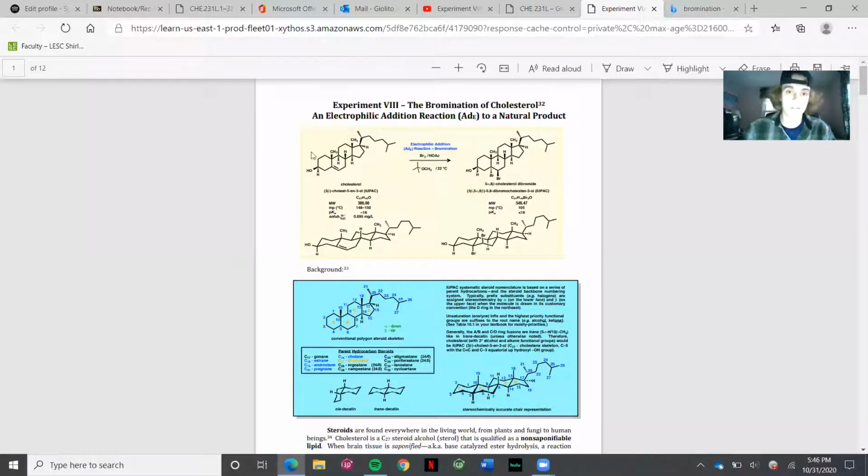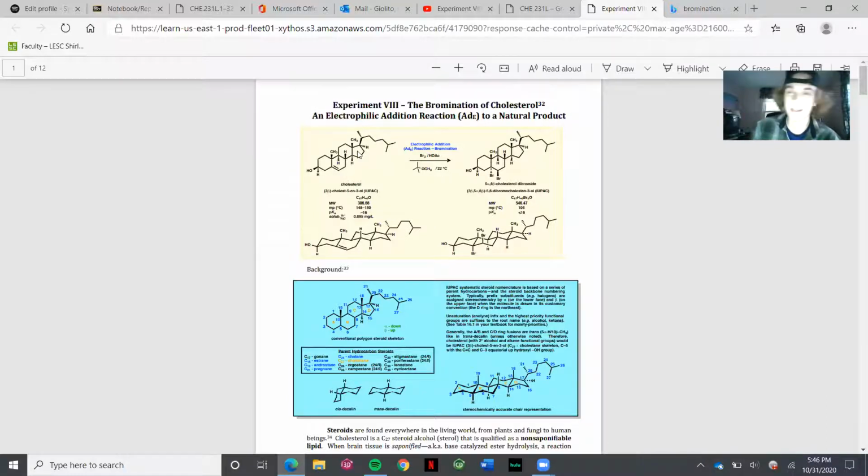Hey guys, so this week you are conducting the lab bromination of cholesterol. First of all, I'm going to share my screen with you, I'll show you. So this molecule here is our cholesterol, if you see my mouse, and we are just brominating it.